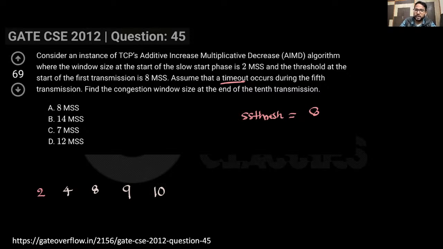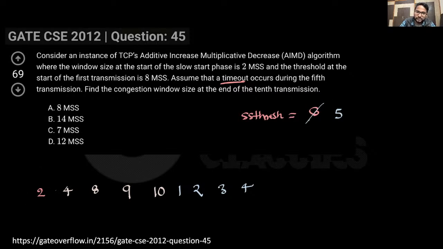Now, let me know if it is clear till this point, right? So what we are saying is that there is a timeout when you are sending 10. Okay. So now let's just continue. Because this is the fifth transmission, on timeout you will set the threshold to be 5. Then you will go to the slow start. You will say, okay, this is 1. Then this is 2. This is 3. Then 4. And they are saying, find the congestion window at the end of 10th transmission.